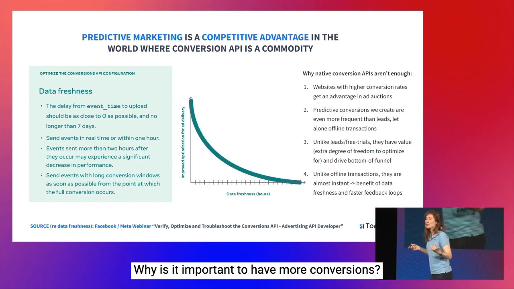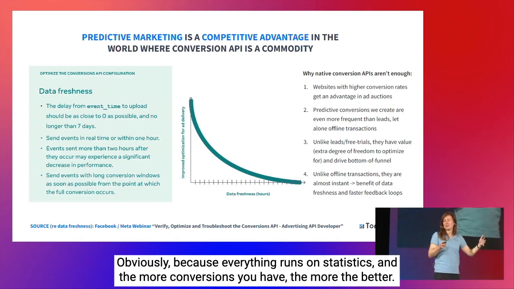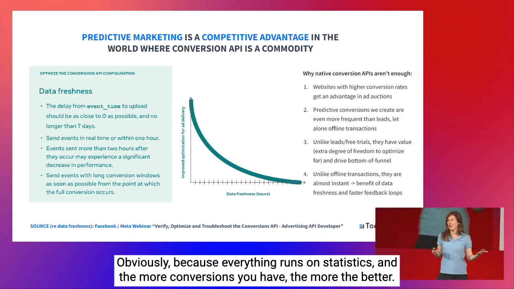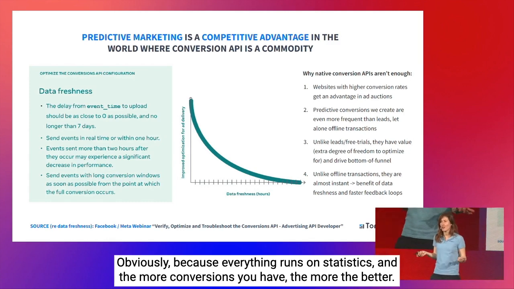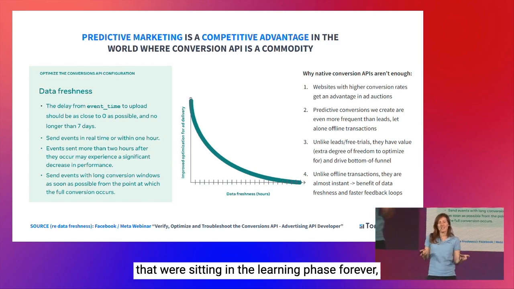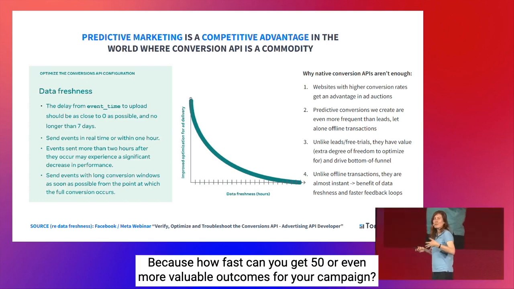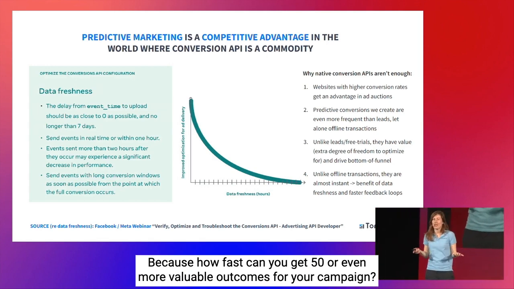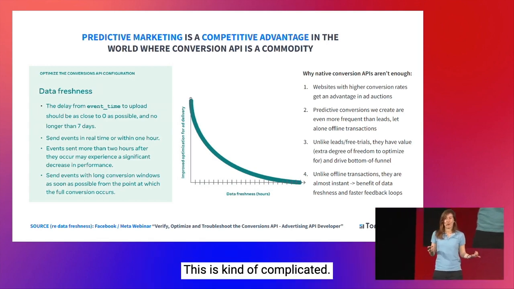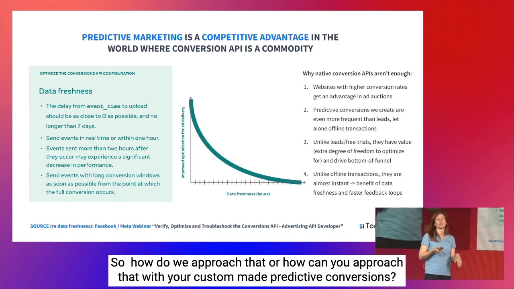This is why data freshness is important, because advertising platforms will use more powerful algos. Why is it important to have more conversions? Obviously, because everything runs on statistics. And the more conversions you have, the better. If you've tried launching campaigns that were sitting in the learning phase forever, you know what the problem is. How fast can you get 50 or even more valuable outcomes for your campaign? This is kind of complicated. So how can you approach that with your custom-made predictive conversions?